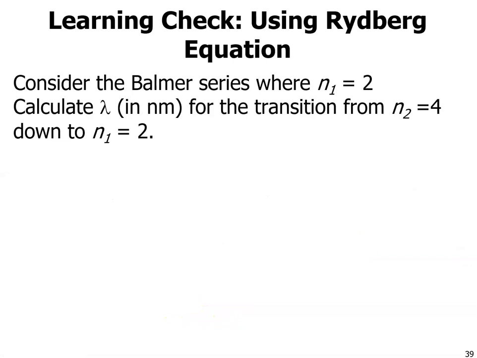So I'd like you to use that Rydberg equation to determine the lambda for a series where n1 is equal to 2 and n2 is equal to 4. So we're going to excite this to the 4th level, and then it's going to resolve and relax down to the 2nd level. And tell me what the wavelength is going to be. Post that in our Blackboard space.